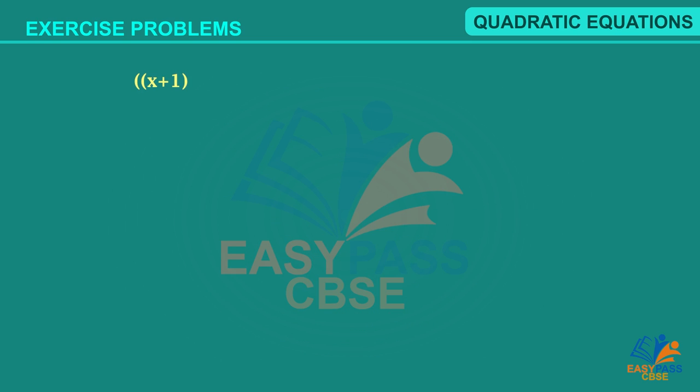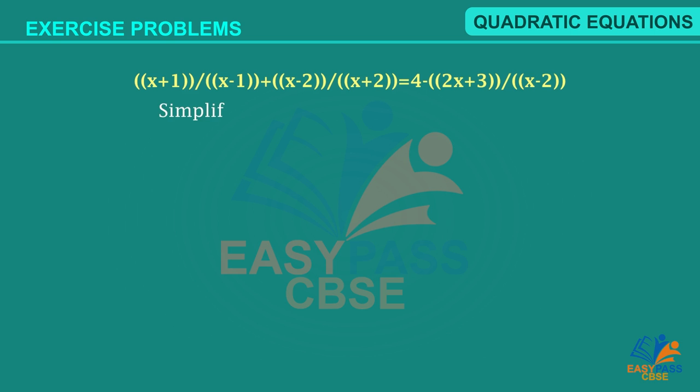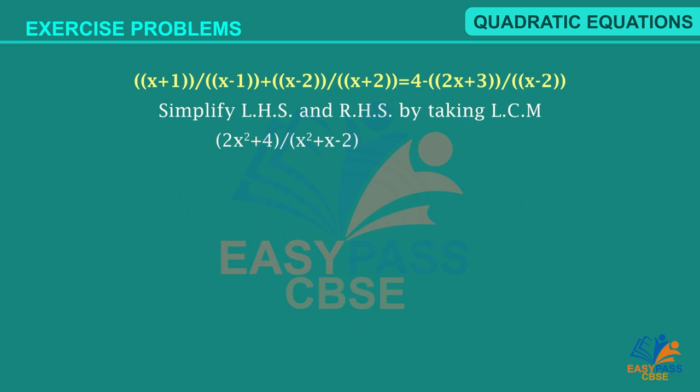Next, (x + 1)/(x − 1) + (x − 2)/(x + 2) = 4 − (2x + 3)/(x − 2). It's not at all any special question. Just by using elementary algebra, simplify the left hand side by taking LCM, and simplify the right hand side taking LCM. After simplifying, we get (2x² + 4)/(x² + x − 2) = (2x − 11)/(x − 2).